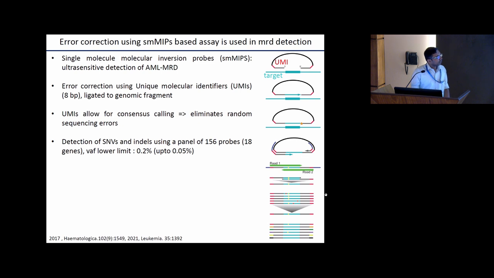And the sequence read is such that there are UMIs at both the ends. These red regions which you are seeing, these are 4 base pair UMIs at both the ends. These UMIs are used for eliminating random sequencing errors. What they do is after it is sequenced, all reads coming from a single genomic fragment are aligned. They carry the same UMI and help the tools to identify a consensus from the reads which contain that UMI, right? So we use it to detect SNVs and indels using a panel of 156 probes, which has a VAF lower limit of 0.2%, right?